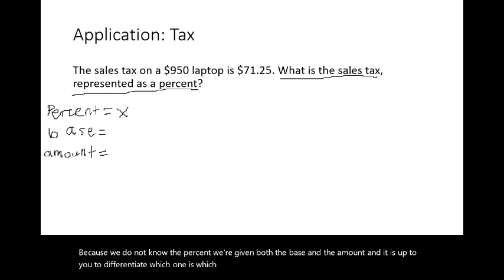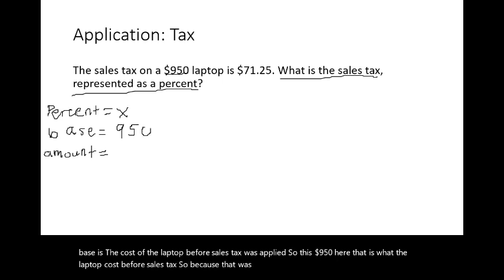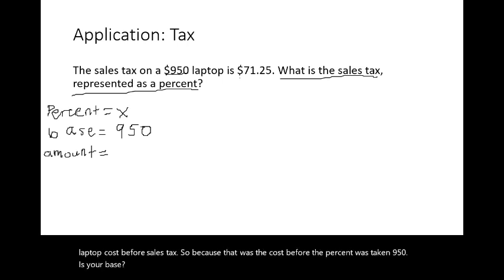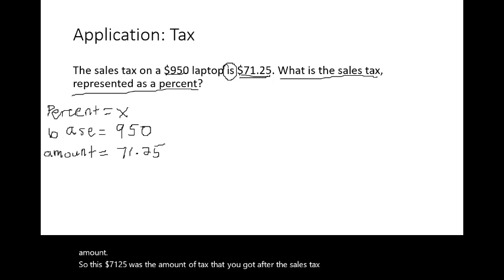Remember, the base is what you start with. In this case, the base is the cost of the laptop before sales tax was applied. So this $950 here, that is what the laptop cost before sales tax. So because that was the cost before the percent was taken, 950 is your base. Now this 71.25 is the amount of tax. Notice how it follows the word is. So 71.25 here is the amount. So this $71.25 was the amount of tax that you got after the sales tax percent was taken.